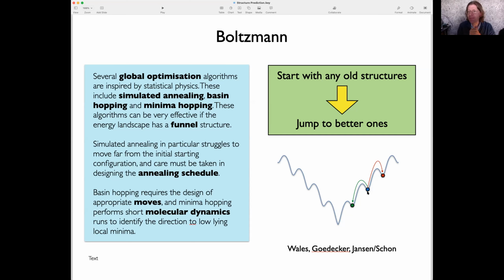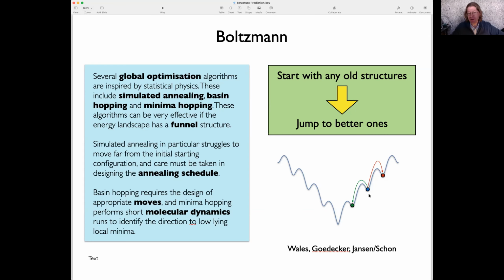If the energy goes up, you accept it going up with a certain probability, which is determined by a Boltzmann factor, which is where the temperature comes in. So for a high temperature, you're more likely to accept a step that goes up. For a very low temperature, you won't accept any steps that go up. That's the basic idea behind it. So you have to design an annealing schedule by which you change the temperature over the steps.